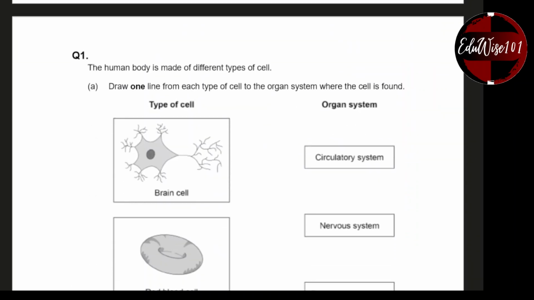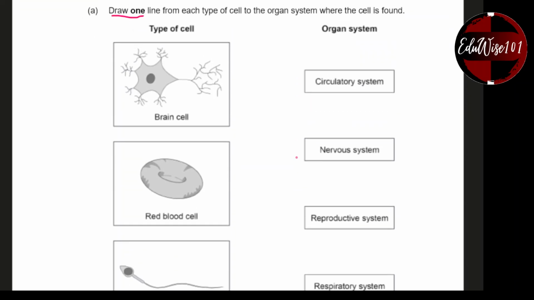Question number 1. The human body is made of different types of cells. Draw one line from each type of cell to the organ system where the cell is found. So you need to just draw one line here. Type of cell, brain cell. The brain cell belongs to the nervous system. The red blood cell is part of the circulatory system, and the sperm cell is part of the reproductive system.